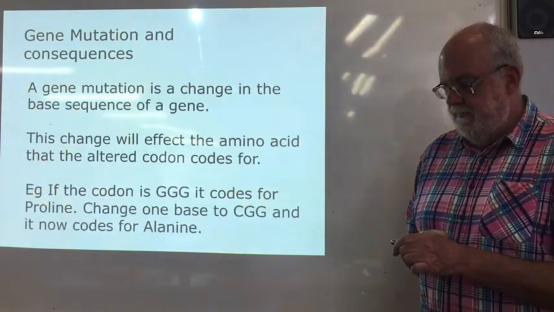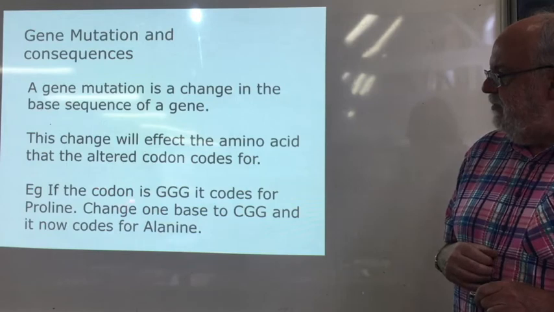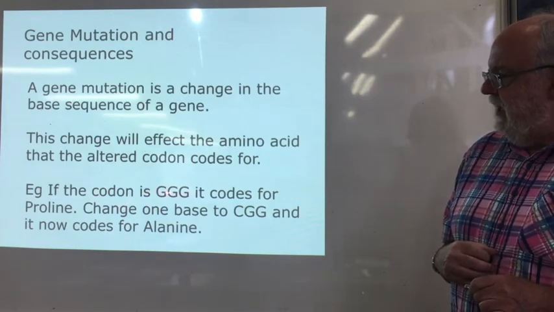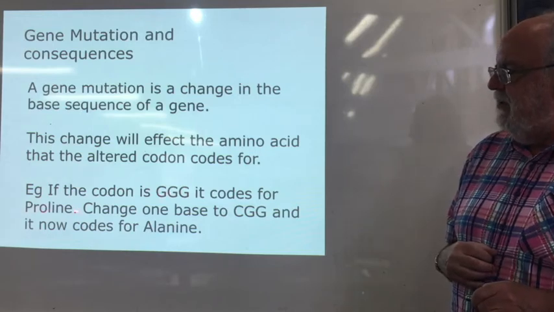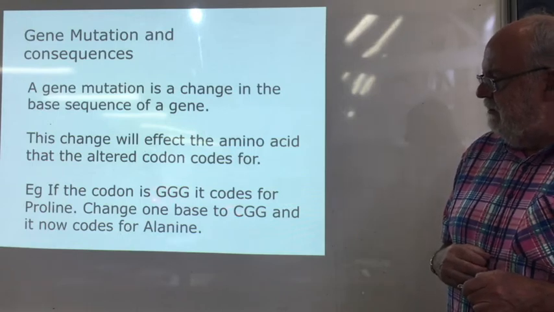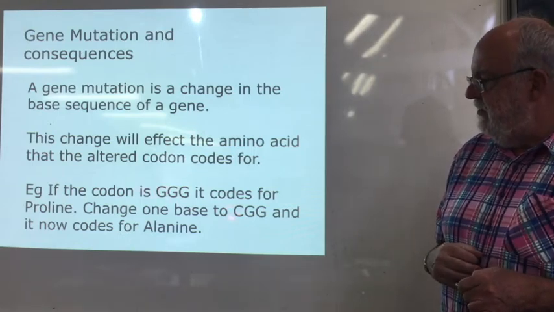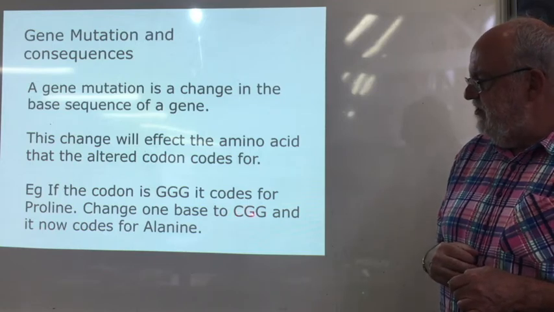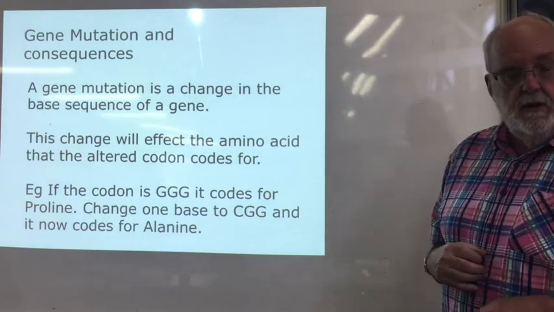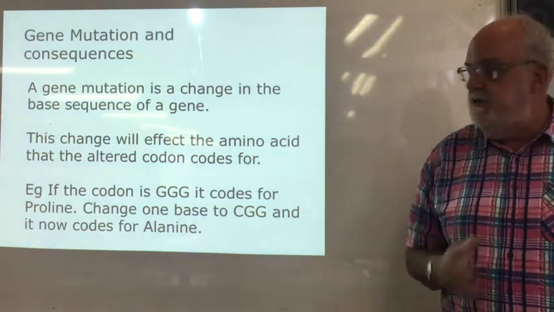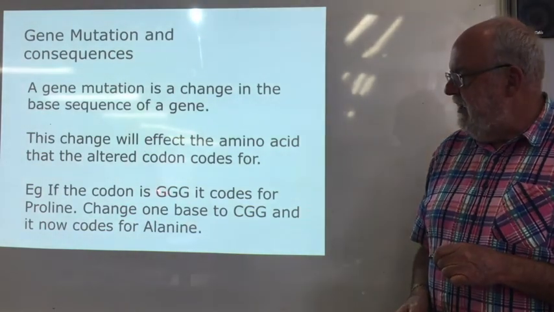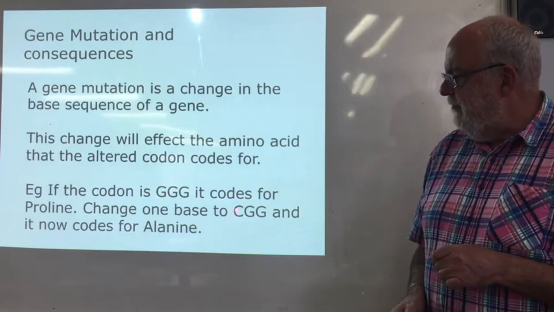So for example, here is an example of a simple mutation. There is a codon, GGG, and that happens to code for the amino acid proline. If you change one base, in this case, the first one, changing from guanine to cytosine, now you've got CGG, and now instead of coding for proline, it codes for alanine. You can check that up again in the appendix at the back of the textbook. This is referred to as a substitution mutation, where you simply change one base for another.